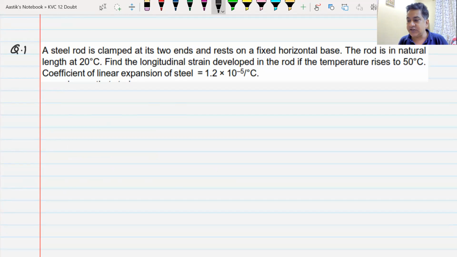Question is very simple. A steel rod is clamped at its two ends and rests on a fixed horizontal base. The rod is in its natural length at 20 degrees Celsius. Find the longitudinal strain developed in the rod if the temperature rises to 50 degrees Celsius. And what type of strain is that? Is it tensile strain or is it compressive strain? I'll give you 1 minute to do this.